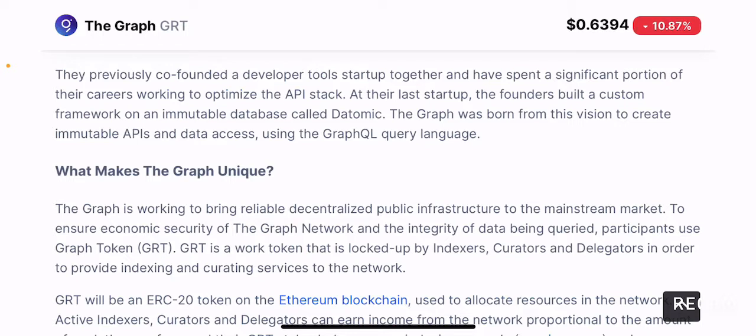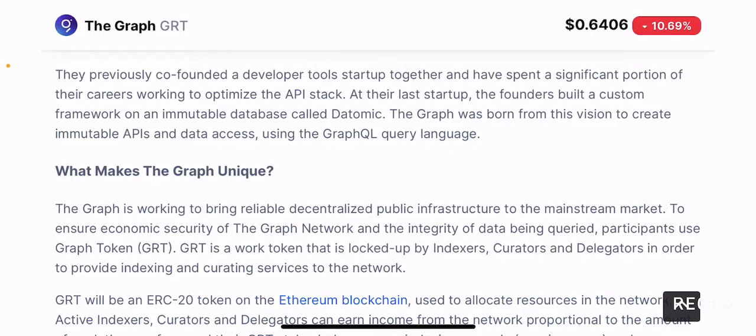They previously co-founded and developed a developer tools startup together, and have spent a significant portion of their careers working on optimizing the API stack. At their last startup, the founders built a custom framework on an immutable database called Datomic. The Graph was born from this vision to create immutable APIs and data access using the GraphQL query language. Again, this section talks about their experience in a bit more detail when it comes to the Graph Protocol specifically.